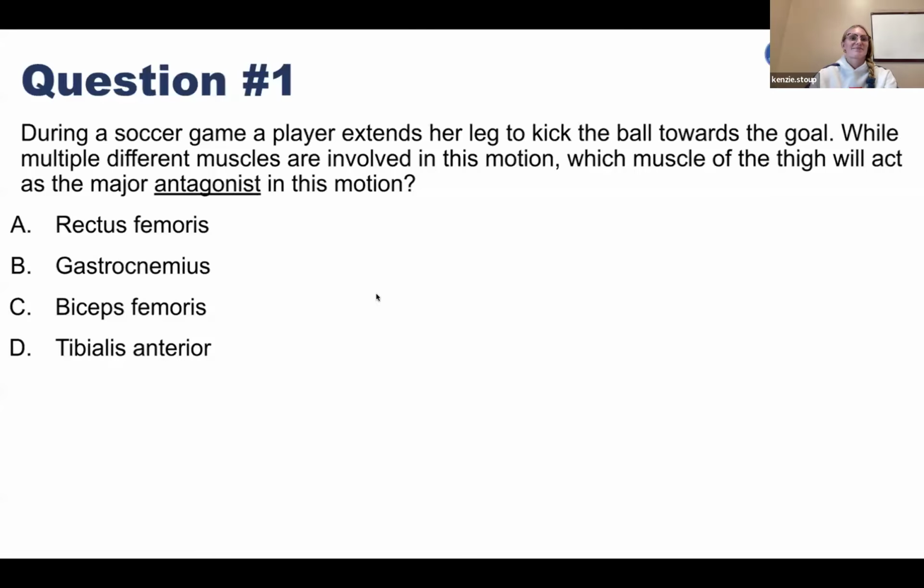All right. For the first question, it says: during a soccer game, a player is extending her leg to kick a ball towards the goal. While multiple different muscles are involved in this motion, which muscle of the thigh will act as the major antagonist of this motion? If someone wants to also start a poll, I'm not sure how to do that. We've got you. Dr. Frank's loading it up for us now. Okay, perfect, thanks.